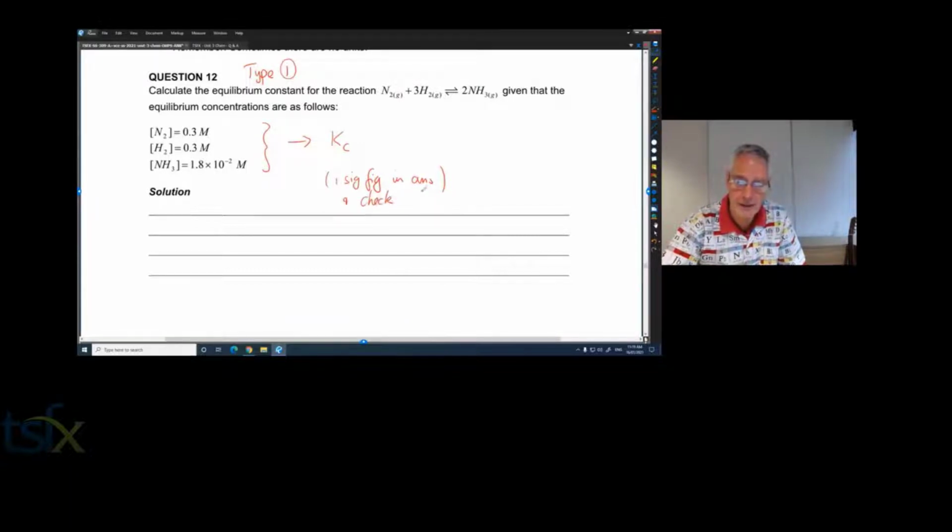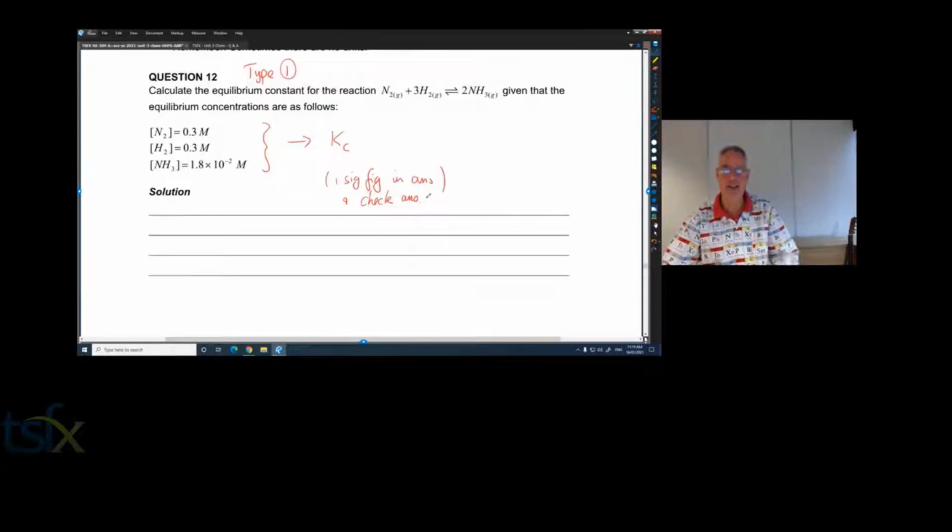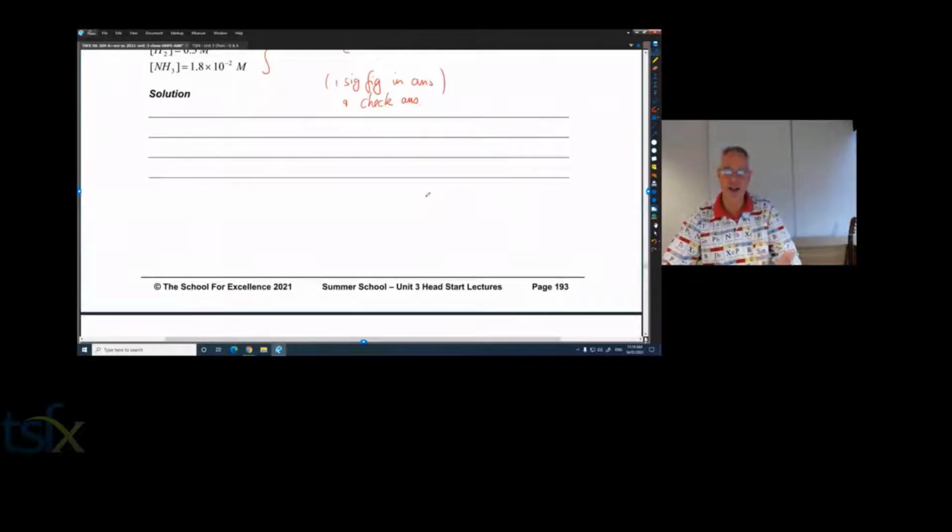But you've got an answer at the back to check. I'm not going to waste time doing trivial calculations because I will be doing a couple later on. But that's absolutely trivial. We'll do something similar like that. Write the expression for Kc, put the numbers in, turn the handle, out comes the answer. Check your sig figs, check your unit. Check answer and unit at the back.